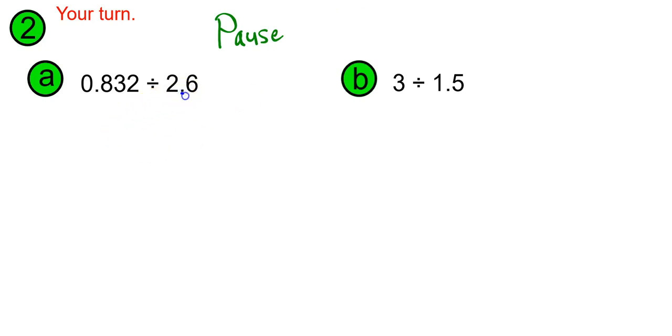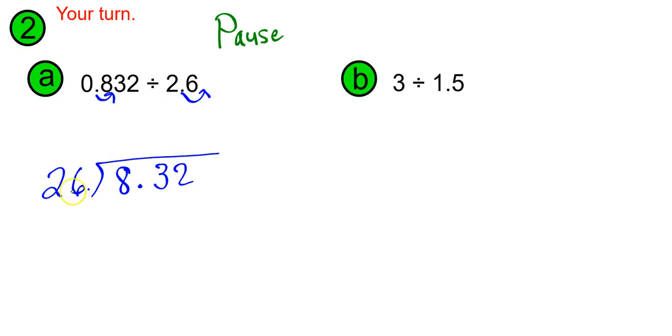This is my divisor. I need to scoot that over 1, and I need to scoot this over 1. So my question is 26 going into 8.32. I had to move that decimal over here. Now, why did I do that? Because that had to be a whole number, so if I move the decimal in our divisor 1, I have to move the decimal over in our dividend. Now bring that decimal straight up.